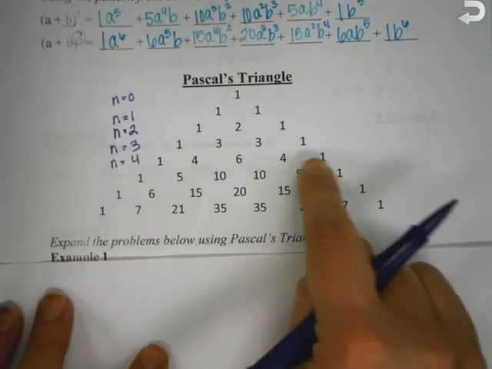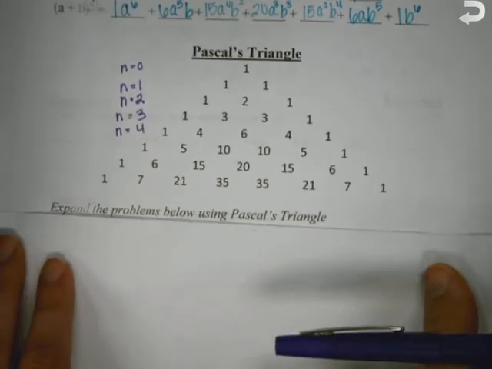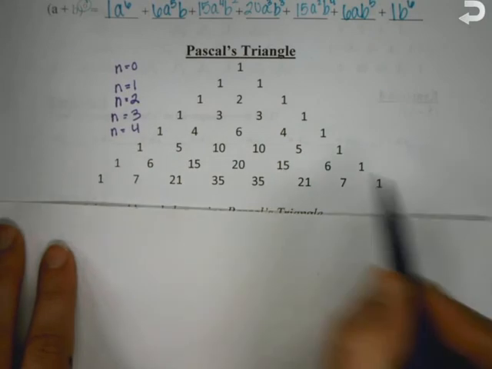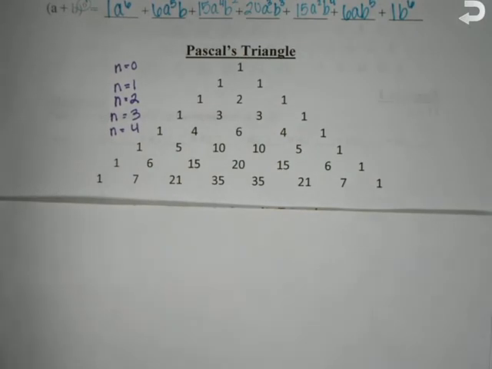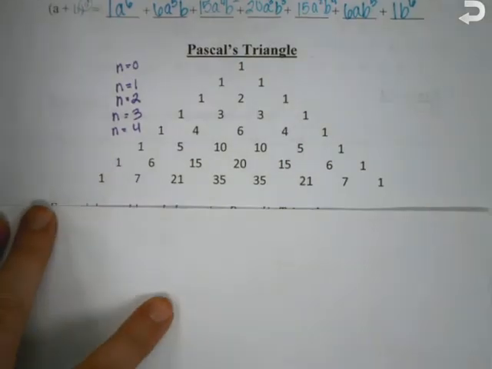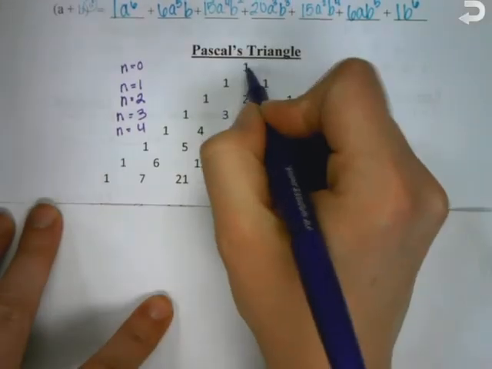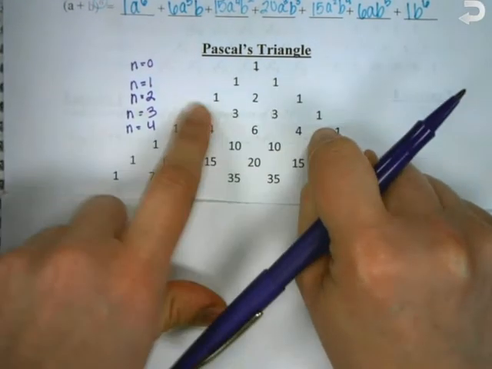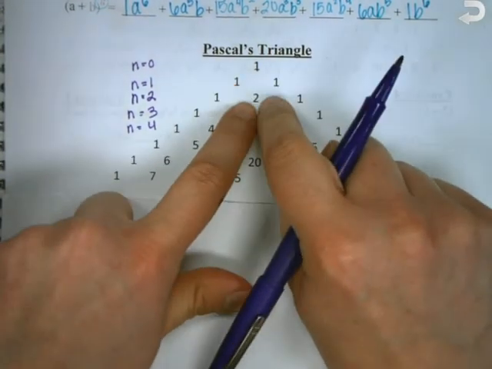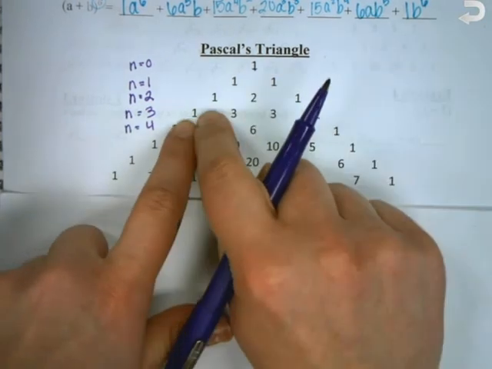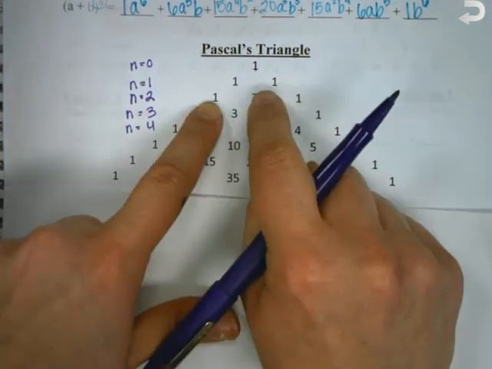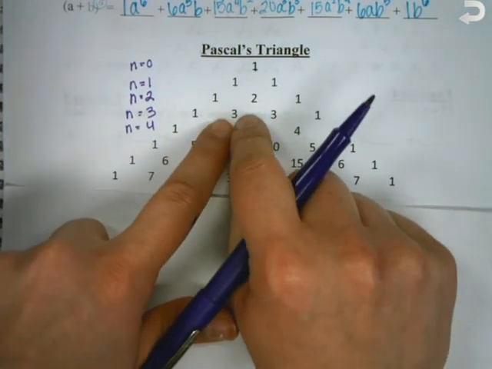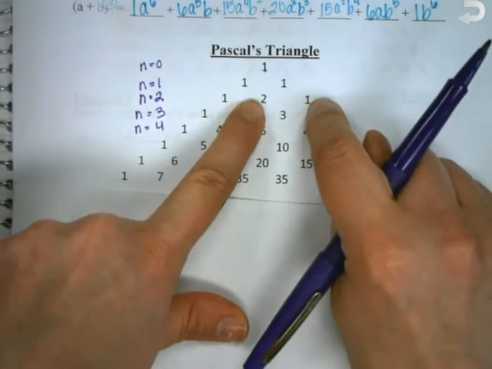You can make the triangle yourself even if it's not given to you. We start with 1, 1, and then we just add every single time to get the next term. 1 plus 1 gives me 2. We start with 1 on the side. 1 plus 2 gives me 3. 2 plus 1 gives me 3. End with 1. 1 plus 3 gives me 4. 3 plus 3 gives me 6. You can make it yourselves. Okay, so let's do it with some examples.